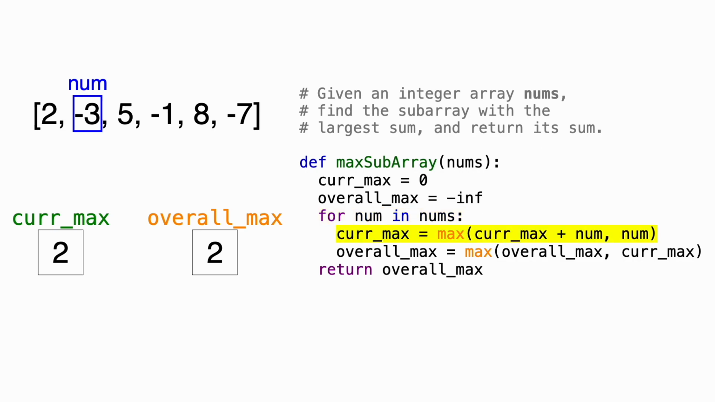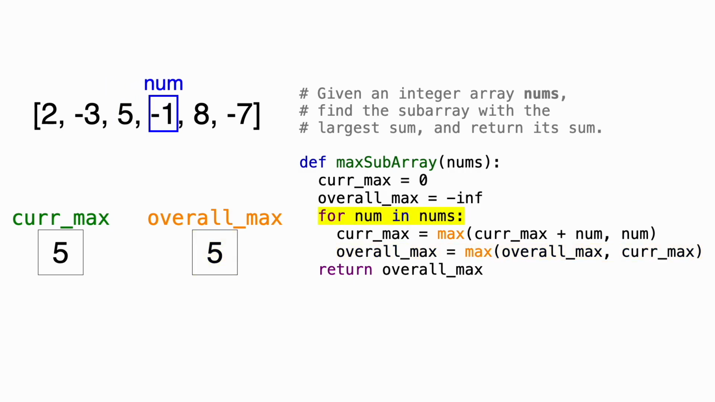Since current max is positive 2, current max plus num, which is negative 1, is going to be larger than num itself, which is negative 3. So let's update current max to be negative 1. The overall max is 2, which is greater than negative 1, so overall max stays at 2. Next is 5. Now that current max is negative 1, current max plus num equals 4, but num equals 5. So we're better off not adding the previous current max, so let's set current max to 5. The current max of 5 beats the overall max of 2, so let's update overall max to be 5.